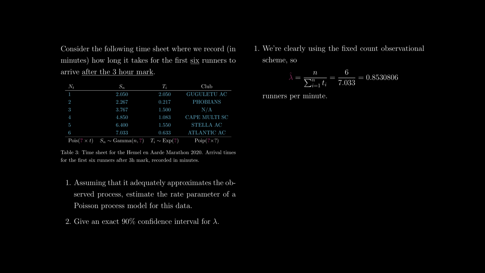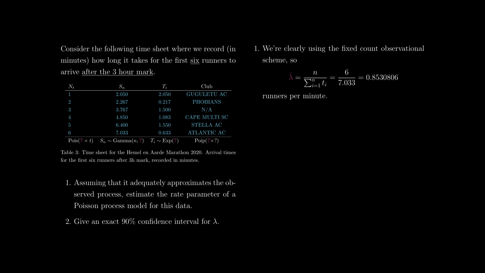And then we estimate that as 0.853 runners per minute. Okay, so that's our estimate of the rate parameter for the process. Now, obviously, we're cognizant of the fact that this estimate is subject to some variation, and we've only used 6 observations, so we need to get some idea of the certainty with which we've pinned down the rate parameter of the process, presuming, of course, that it's an appropriate model.